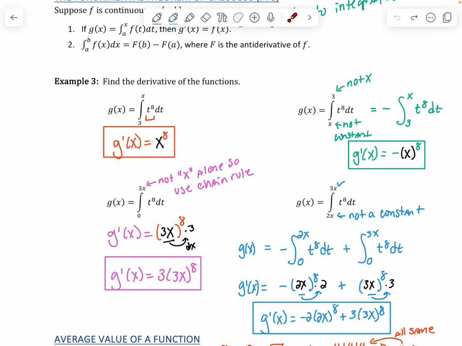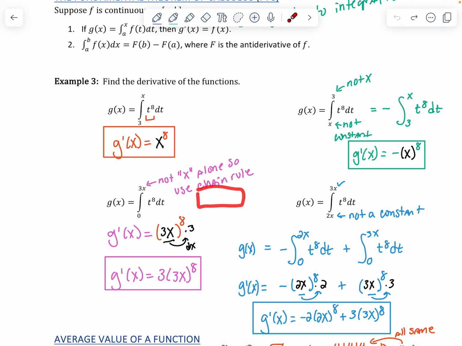Now here's where it gets a little more complex. I've got my g of x function for this second example. Same looking problem, but instead of integrating from my constant 0 to just x, I'm integrating to 3x. It's not quite just x alone. So I need to use the chain rule, and let's explain why in a second. We are going to take the antiderivative and then plug this value in.